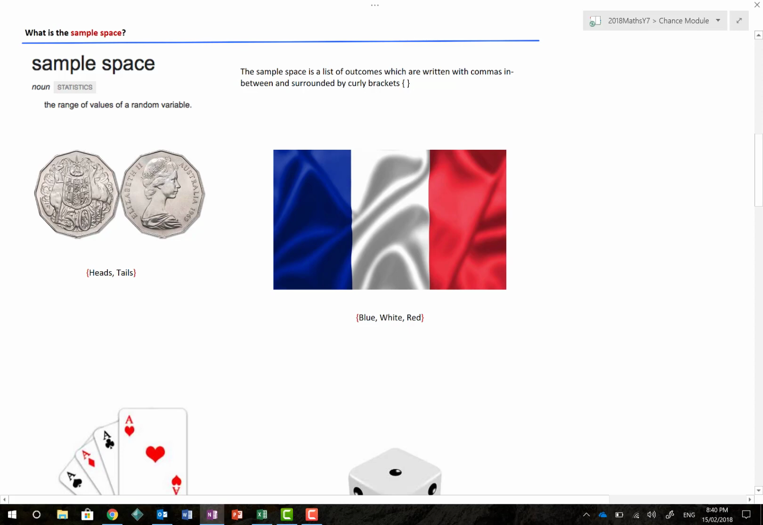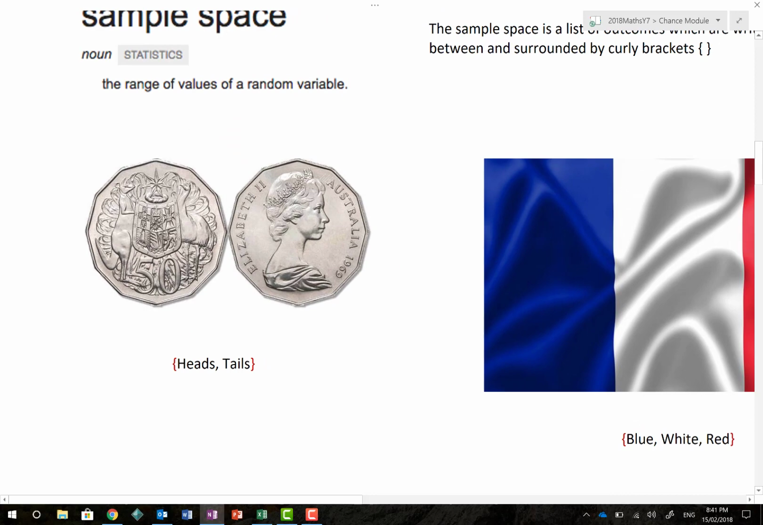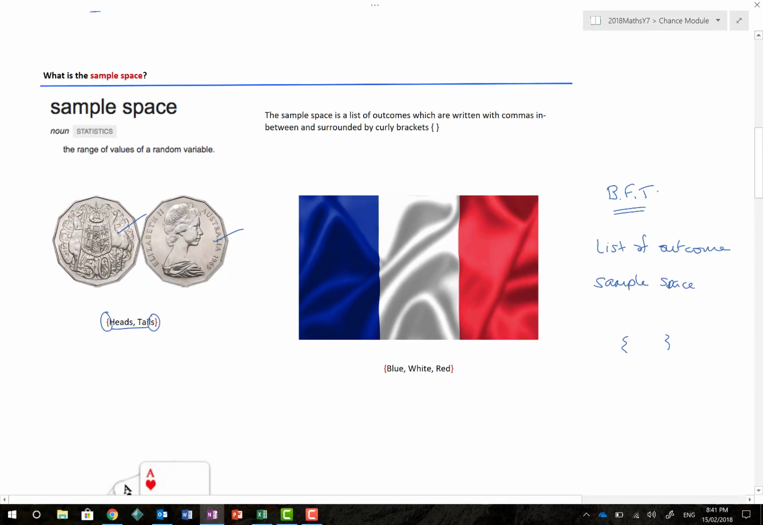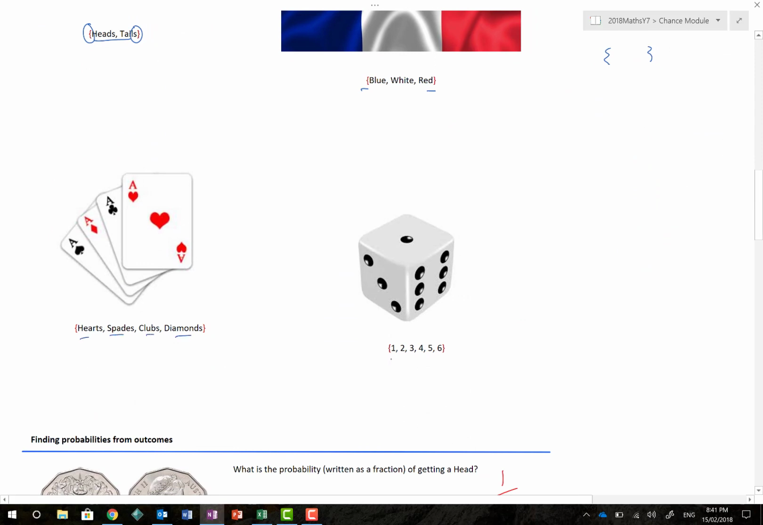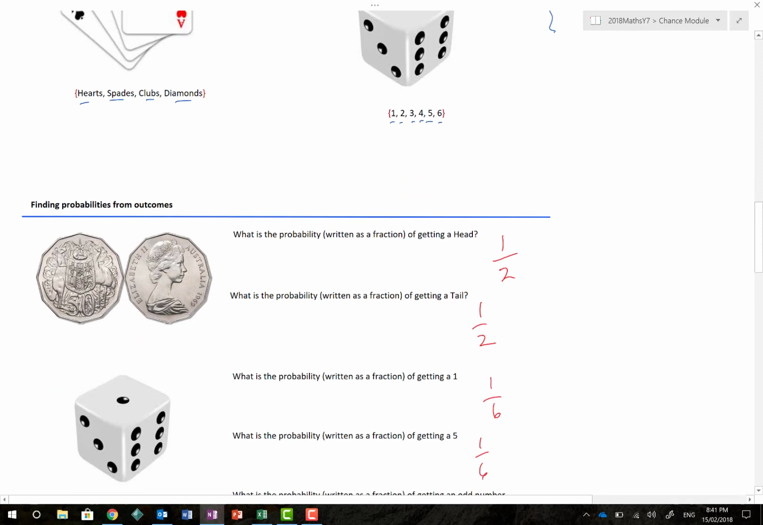When we have something called a sample space, if you remember, this is the thing about maths: it's a big, fat trick. The difference between a list of outcomes and a sample space is nothing more than those curly brackets. And yes, they do need to be curly brackets, Nelson. If we zoom into the coin, what do we see? There's my head, and there's my tail, and that's the list with the curly brackets on the outside. To do really well in the post-test, you need to remember that a sample space has these curly brackets. Still red, white, and blue. Still hearts, spades, clubs, and diamonds. Still the numbers 1, 2, 3, 4, 5, and 6. But all of them, for a sample space, are surrounded by those curly brackets.